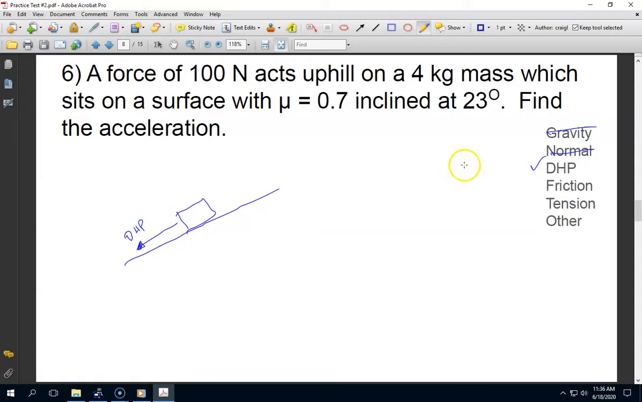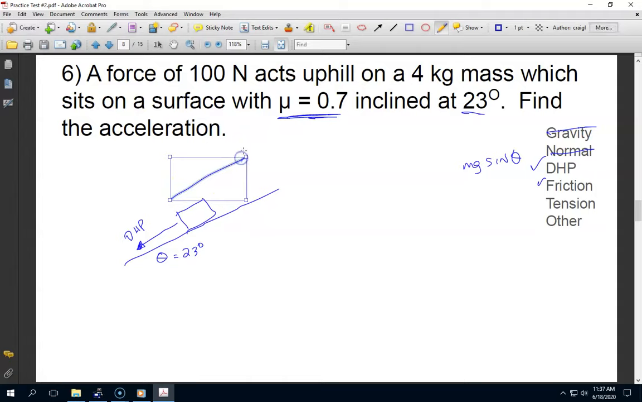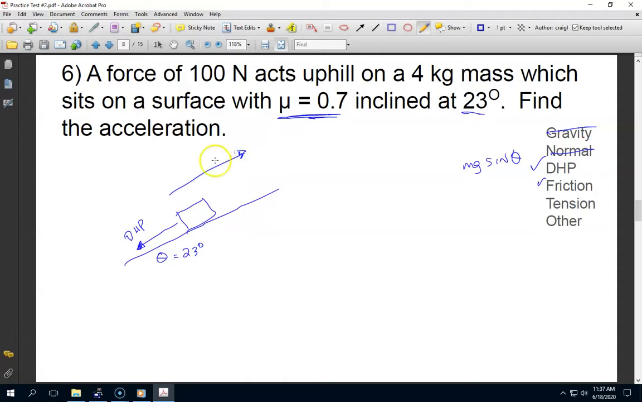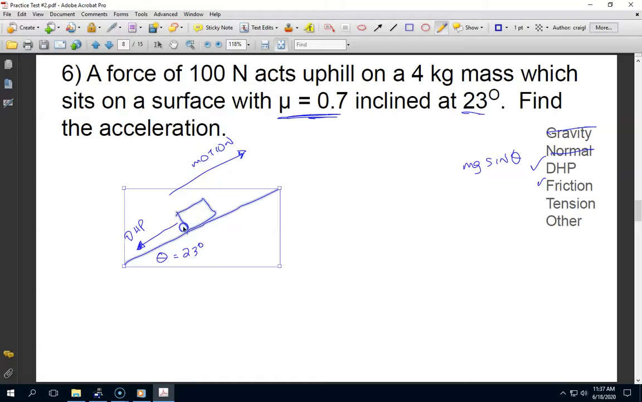And we know that the downhill pull is always mg sine theta, so we'll have something to put into that. So we took care of the 23 degrees. Let me go ahead and put that down here too. Theta equals 23 degrees. I've got a coefficient of friction, so when I go through my list and ask do I have friction, the answer would obviously be yes. This box is moving uphill, so my friction is going to fight that. It will be backwards, negative direction. The friction is always backwards.